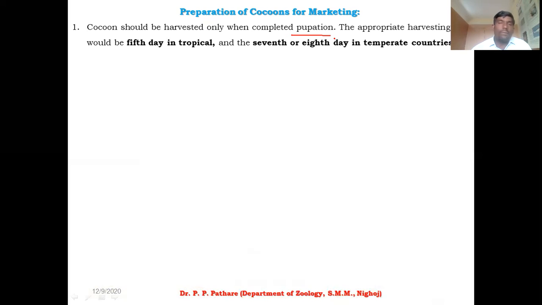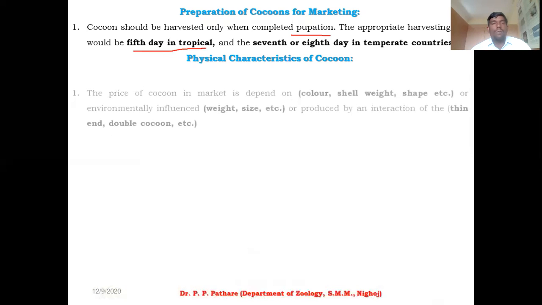The appropriate harvesting day would be the fifth day in tropical region. In tropical region, after the spinning of the cocoon, you can harvest your cocoon after 5 days, and 7 to 8 days in temperate region or temperate condition, because the cocoon is a smooth gelatinous material of silk. So you can give the proper timing to get the maturity of cocoon. Otherwise you will face trouble during the harvesting of cocoon.